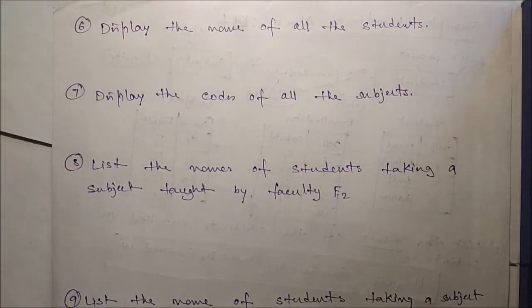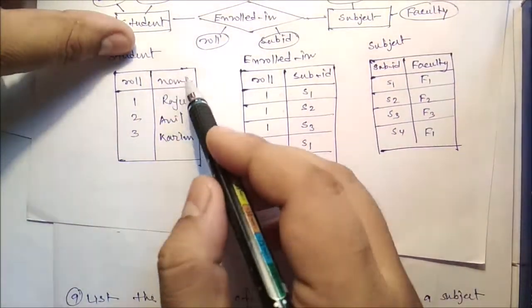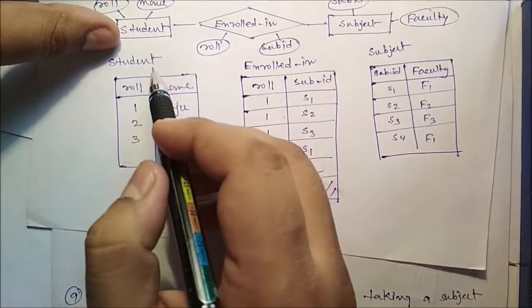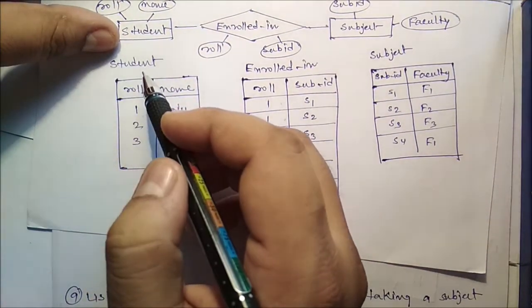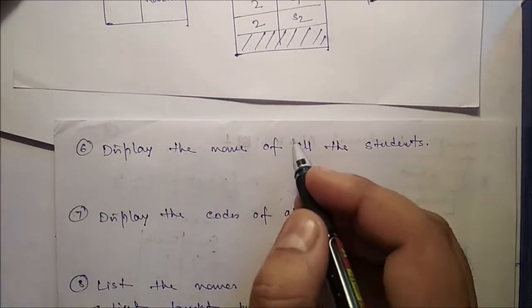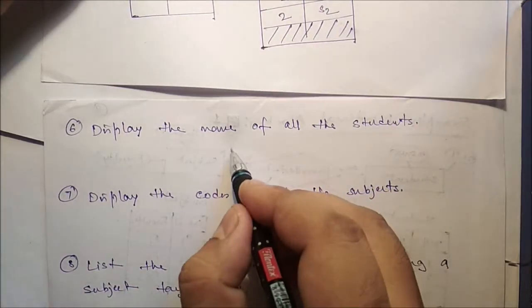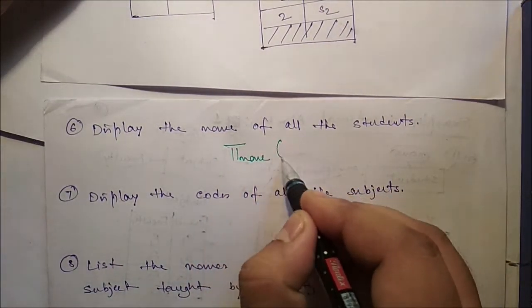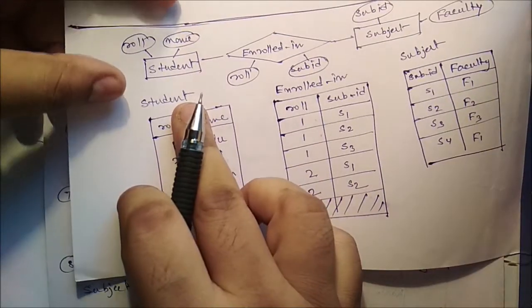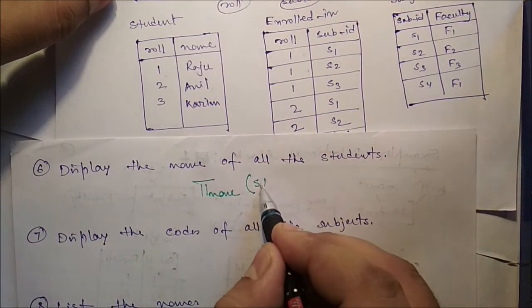Next is: display the name of all the students. You can see the student table, but we need only the name of the student. If we access the student table, we can easily get the result. It is very simple: we need only the name from the table student, so you can write pi name from the table student.